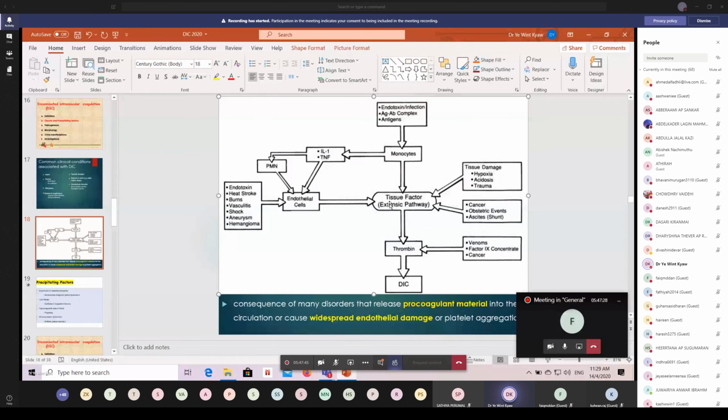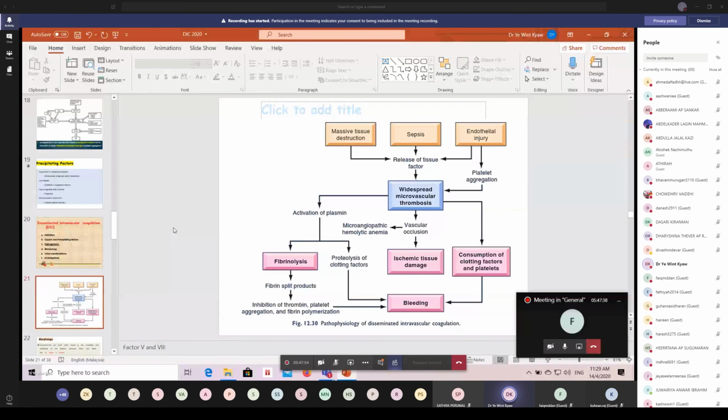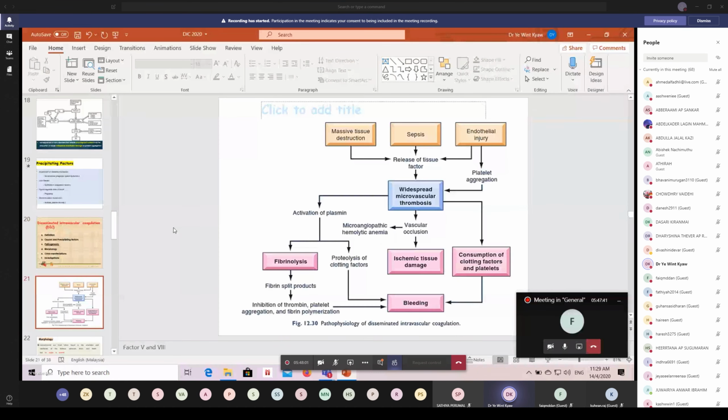The same mechanism: endothelial destruction, sepsis, injury cause tissue factor release. This can cause widespread thrombosis. This thrombosis can become ischemia and damage. They also consume a lot of clotting factors, which can be followed by bleeding. Another one, you need to lyse this thrombus. This can develop plasmin and fibrinolysis, so you can detect fibrinolysis products in the blood.